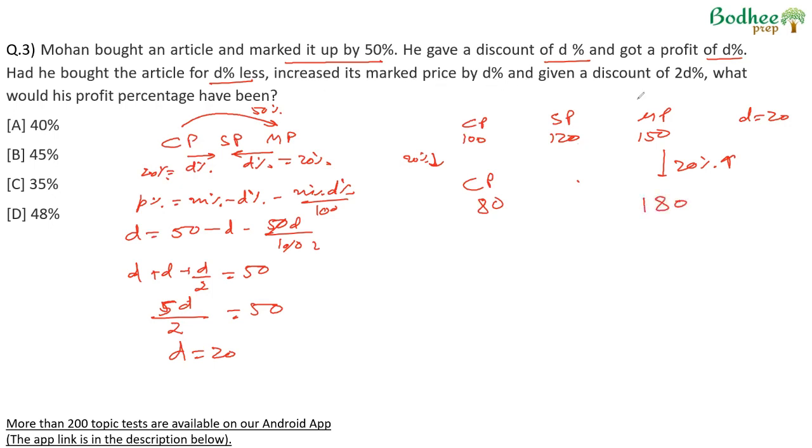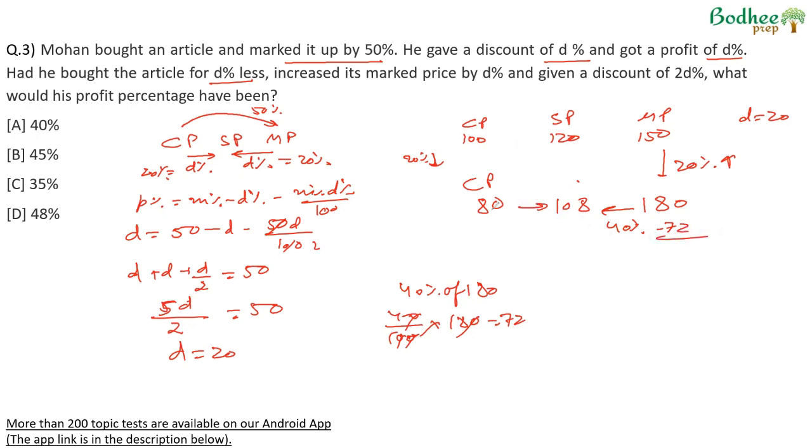Increase the marked price and give a discount of 2D%. So the discount given is 40%, 2 into D. 40% of 180 will be 40 by 100 into 180, which is 4 into 18, which is 72. So a discount of 72 rupees is given, which means selling price is 180 minus 72, which is 108.